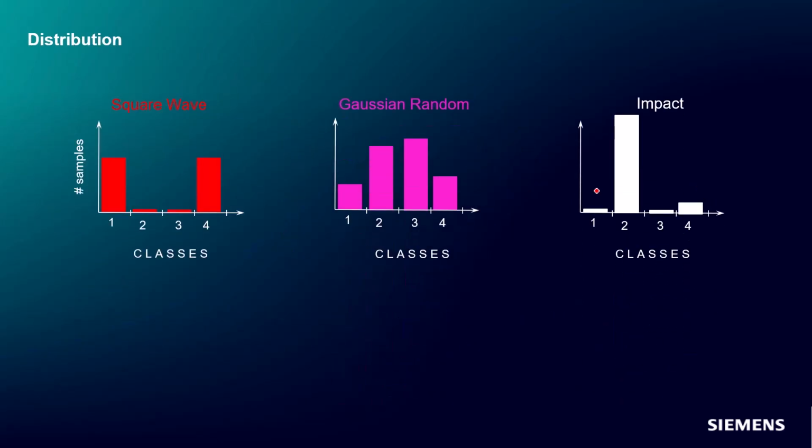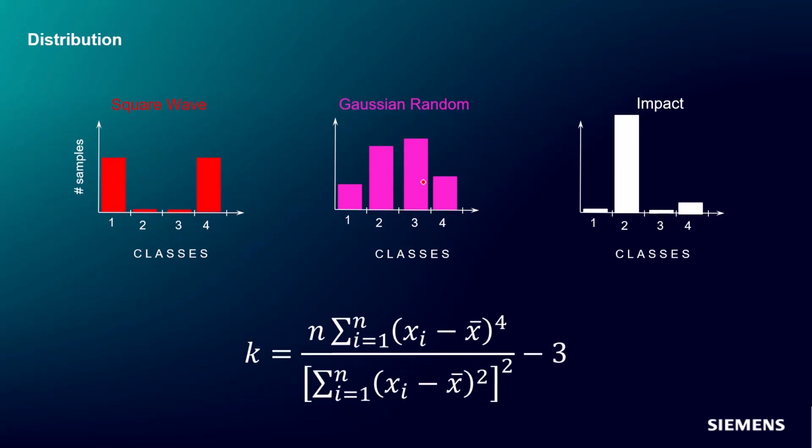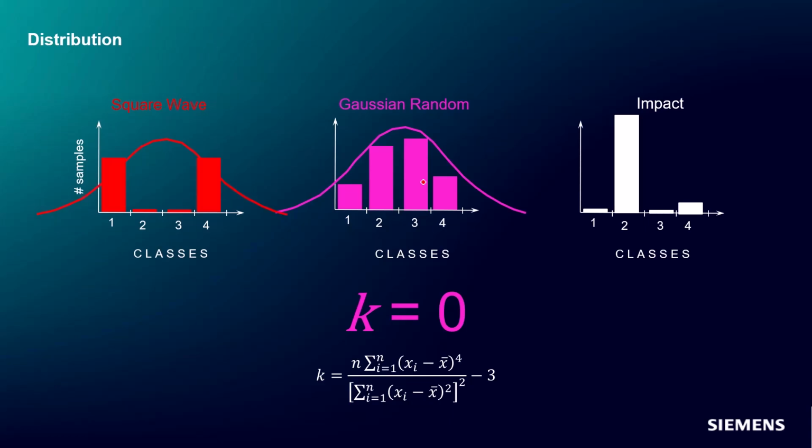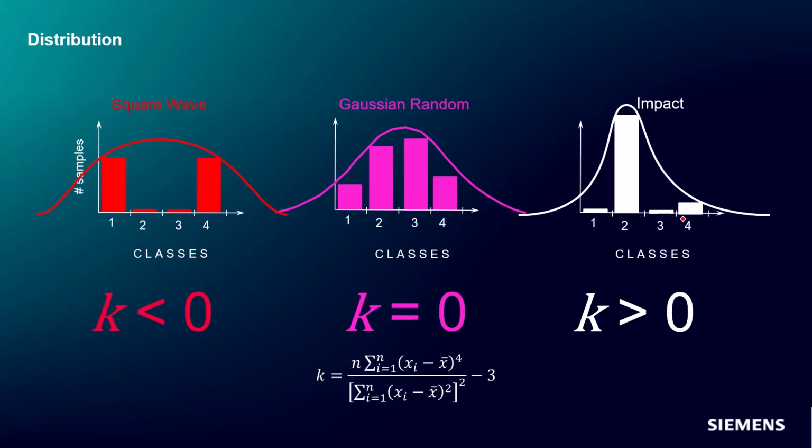So here are our 3 classes. We have that Gaussian random distribution, which has a kurtosis of 0. It's normally distributed. We have a square wave that has sort of a bimodal distribution, so we're going to end up with something less than 0 because it's very, very gradual. And then we have something with a sharp distribution, like an impact. We end up with a positive kurtosis value, something higher than 1.